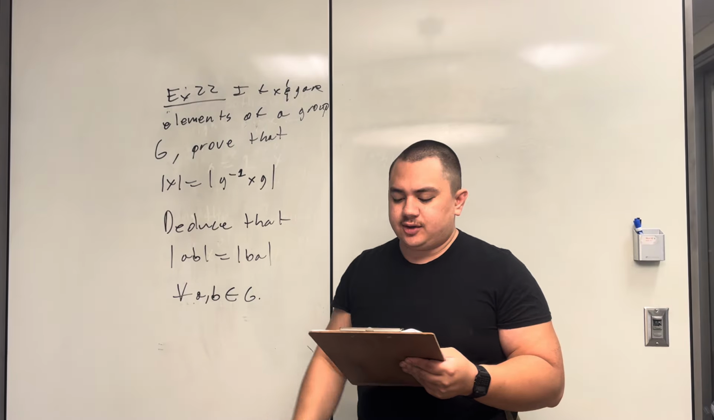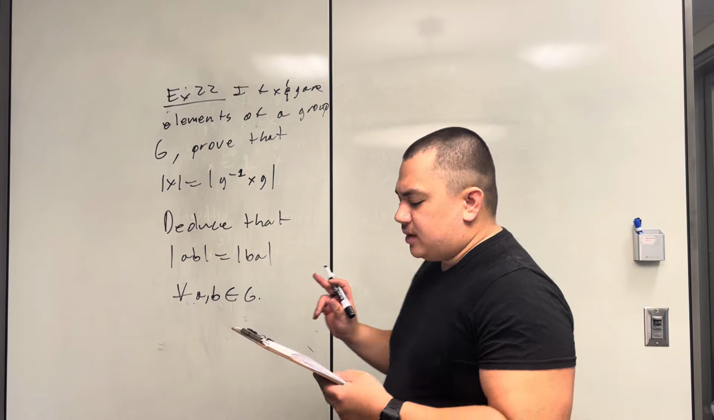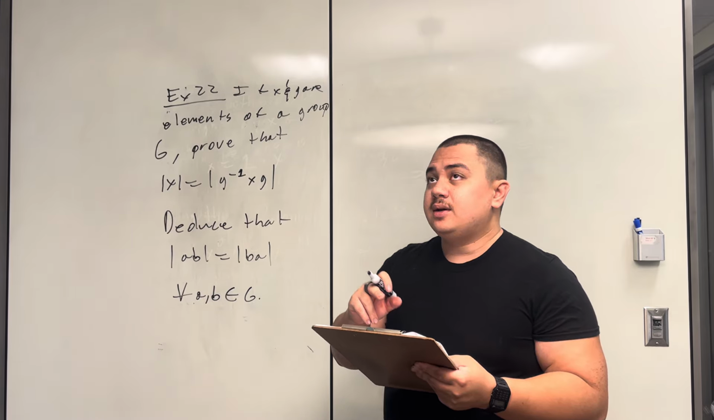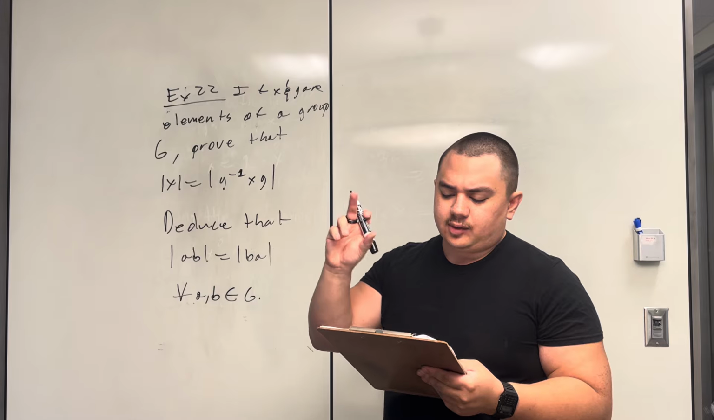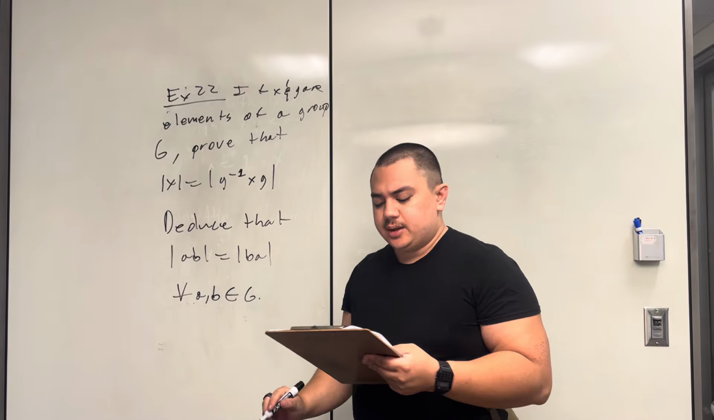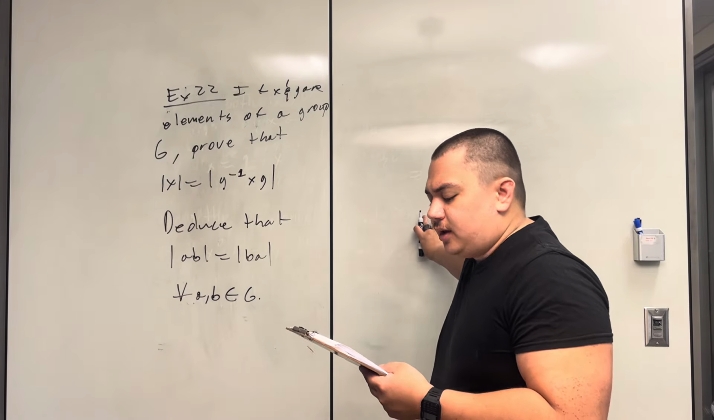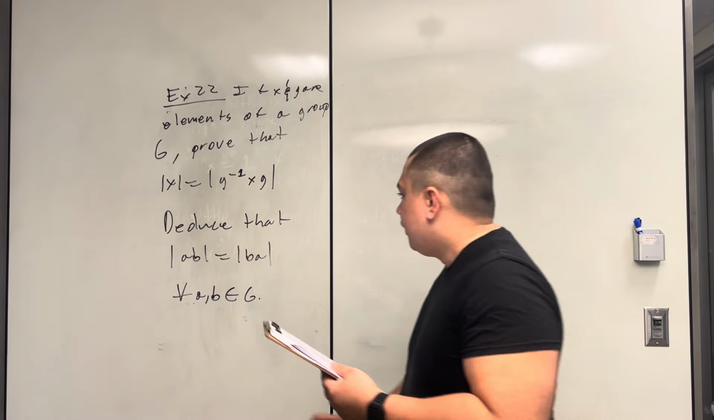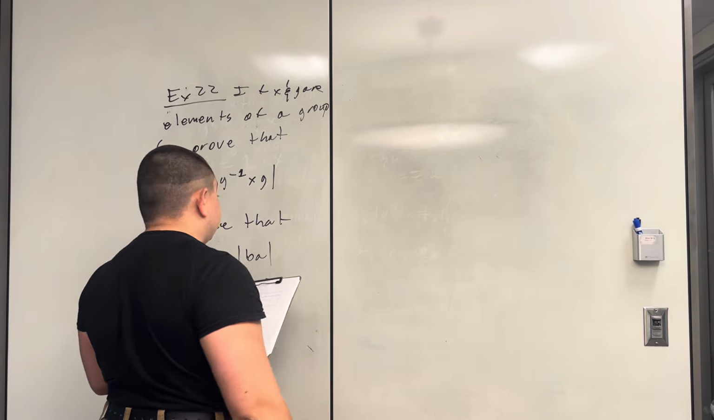Hence, the orders match. Taking x to equal AB and g to equal B gives B inverse times (AB) times B, which is equal to BA. So the order of AB is equal to the order of BA. But how would we show that more rigorously?